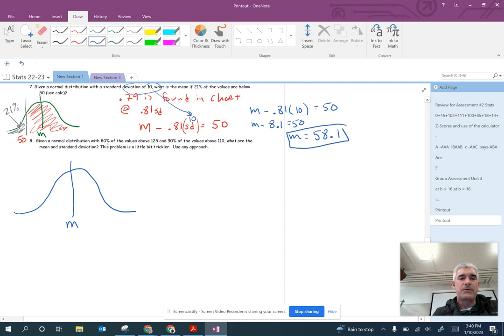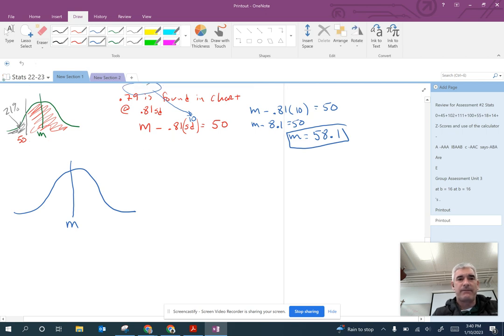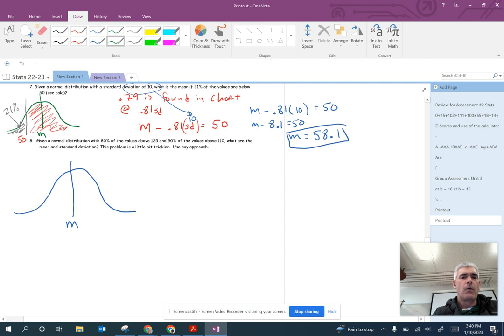And I know that 80% of the values are above 125. So I know 125 is below average. It's got to be somewhere over here because 80% of the values are above it. If I had placed 125 over here, there's no way 80% could have been above it. So I knew it had to be below average. So there's 125, and I know this amount here is 80%.